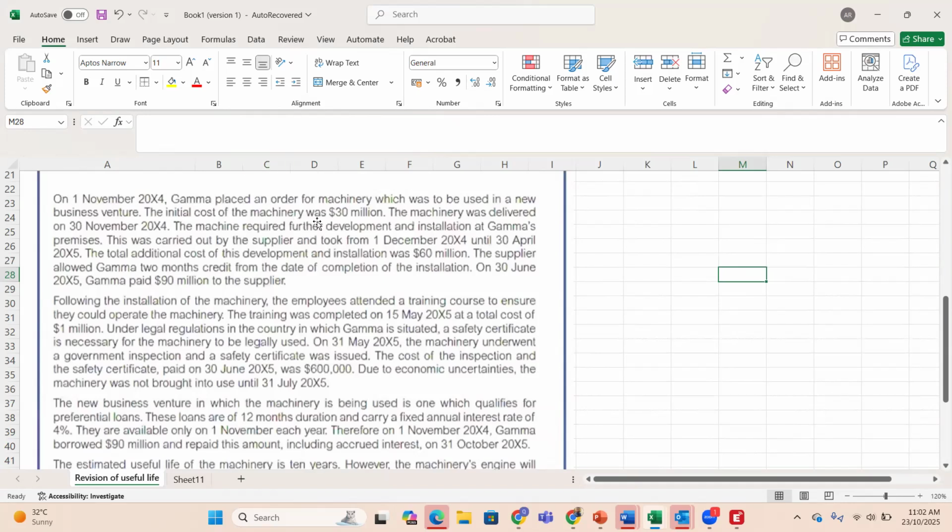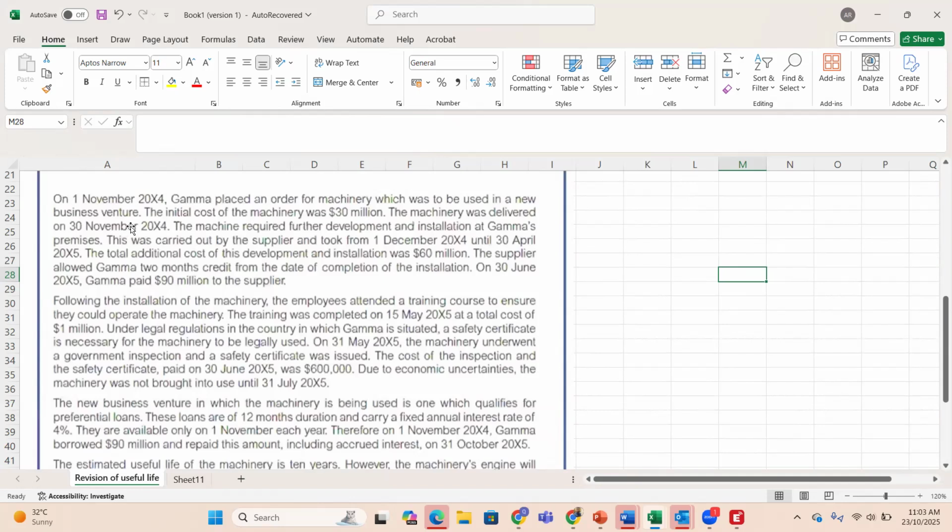The initial cost of the machinery was 30 million. Machinery was delivered on 30th November. Would I do any entry then? Because the machinery has come to my premises, the control has been transferred to me. So at that time, what if we made the payment? Is there anything that was given in the question regarding payment till now? The initial cost of the machinery was 30 million. The machinery was delivered on 30th November. Now the control has been transferred to me. It's delivered. The machine, so what do I do?